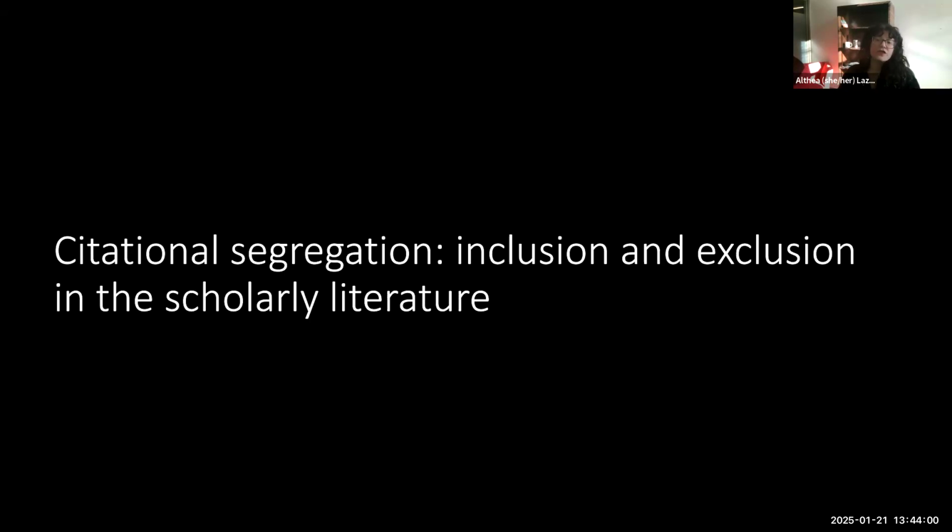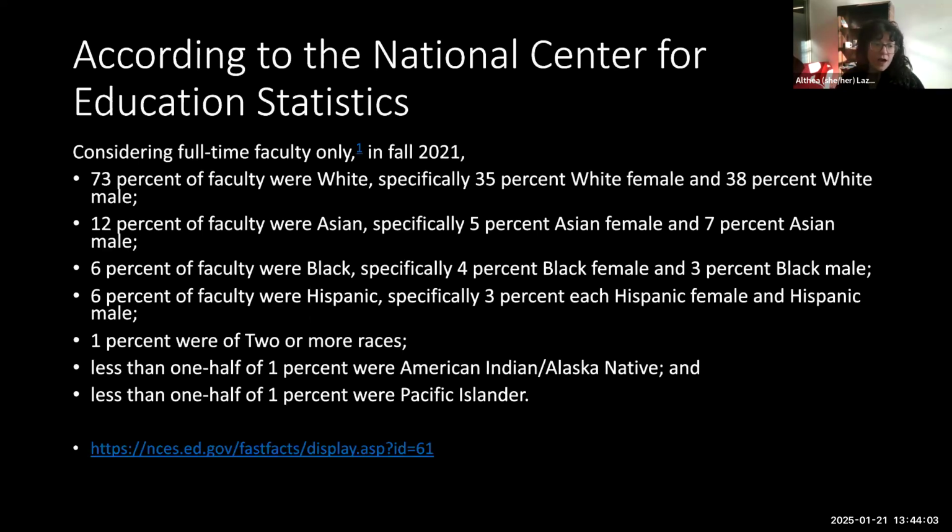So according to the National Center for Education Statistics, full-time faculty in the fall of 2021 had these demographic representations. 73% of faculty were white, 35% white female, 38% white male. 12% of faculty were Asian, specifically 5% Asian female and 7% Asian male. 6% of faculty were Black, specifically 4% Black female and 3% Black male. 6% of faculty were Hispanic, 3% each Hispanic female and Hispanic male. 1% were of two or more races.